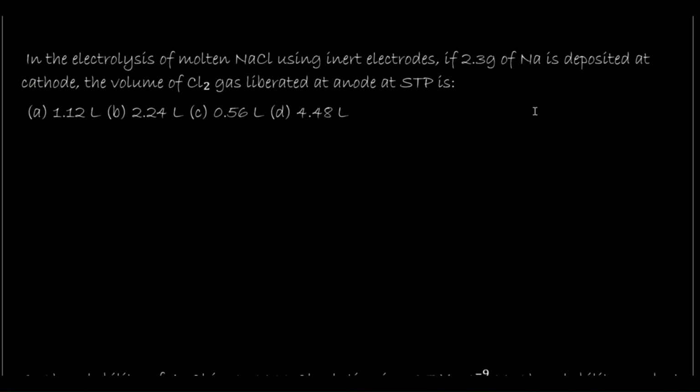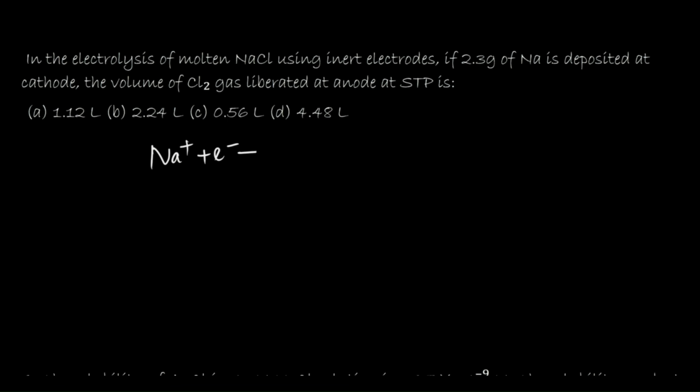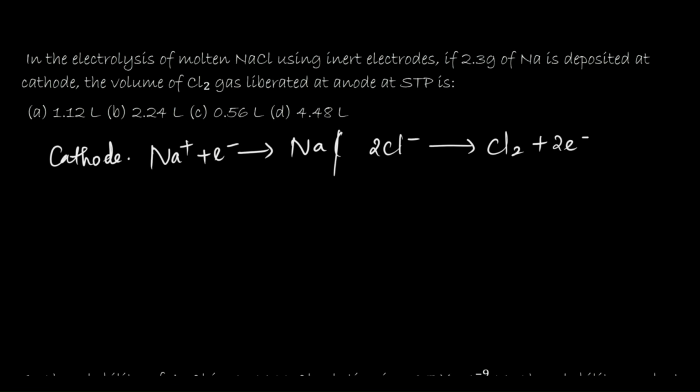Moving on to the next question. In the electrolysis of molten NaCl using inert electrodes, if 2.3 grams of sodium is deposited at the cathode, what is the volume of Cl2 gas liberated at the anode at STP? So what is the cathode reaction? Na plus plus electron gives Na. That is the cathode part. The anode part is 2Cl minus gives Cl2 plus 2 electrons.